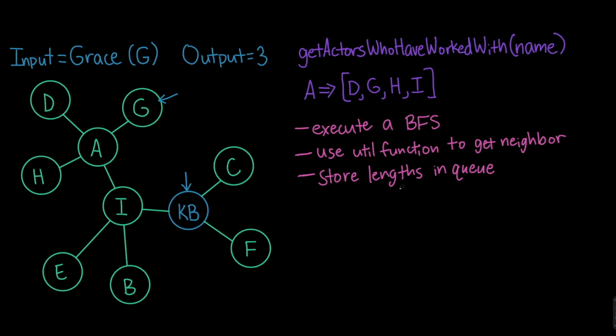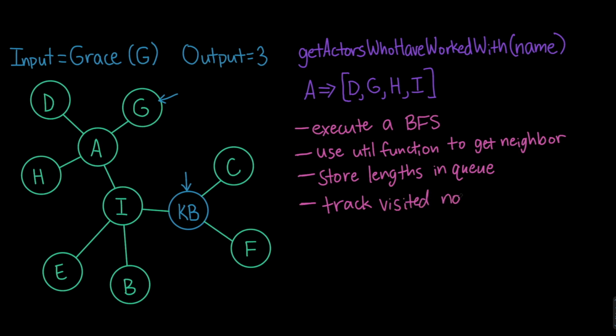Okay, so we're doing a standard BFS. We are using our util function when we want to grab the neighbors of a particular node, and we need to store these lengths in a queue. One other note is that we have undirected edges here, so we want to make sure that we don't get in some sort of infinite loop where we go from G to A, and then A to G, and G to A, and A to G, and we can continue with that forever. So let's just say we're going to track visited nodes to avoid that infinite loop situation.